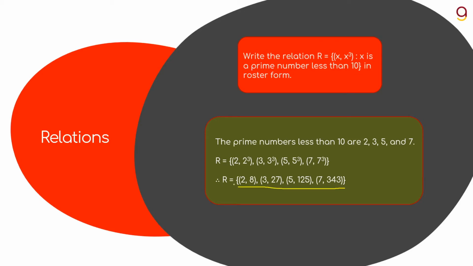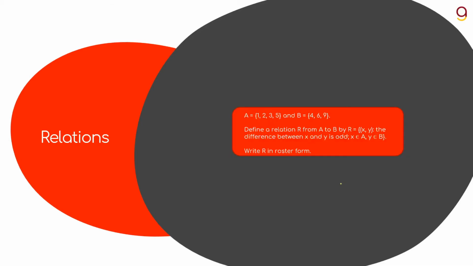Hence R is equal to {(2, 8), (3, 27), (5, 125) and (7, 343)}. Okay, now let's come to a different question.